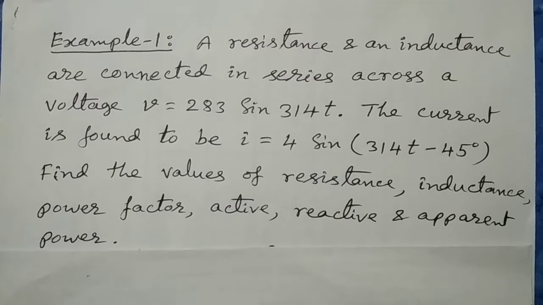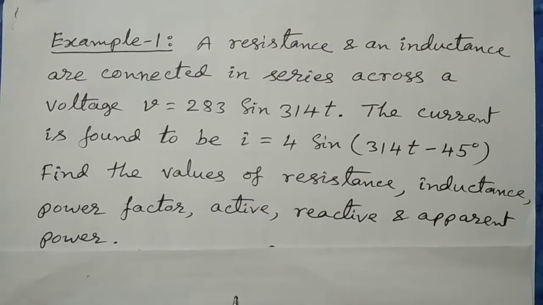In the previous lecture, we discussed the resistive inductive series circuit. There we analyzed the circuit and found the relations between voltage and current, then the impedance, power factor, active, reactive and apparent power, etc. Now let's see some examples based on this concept.